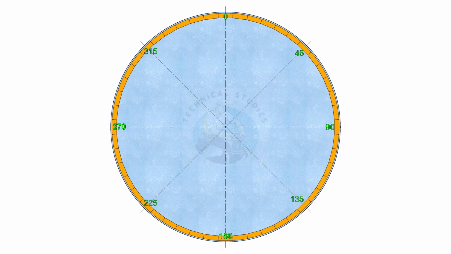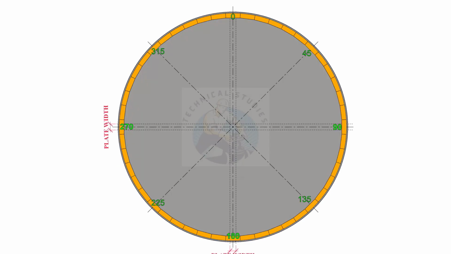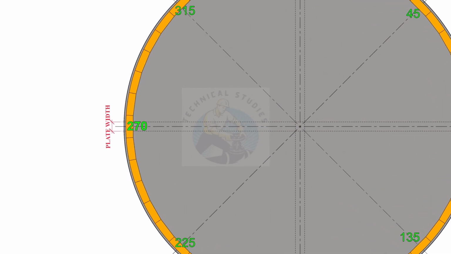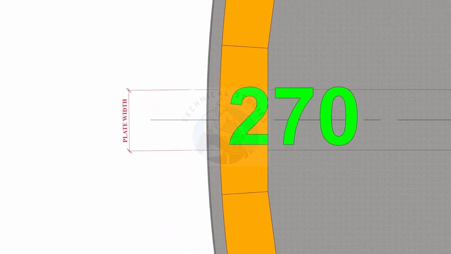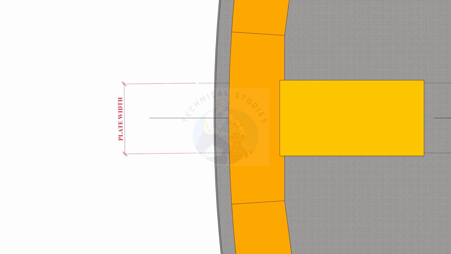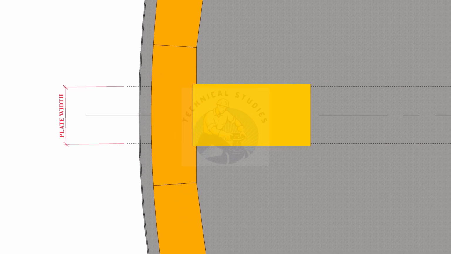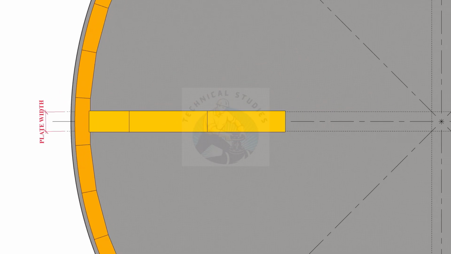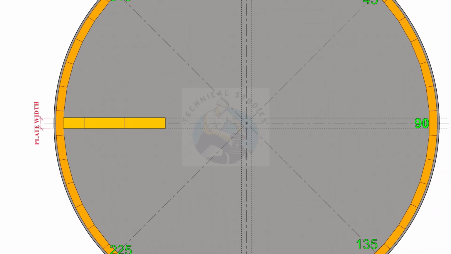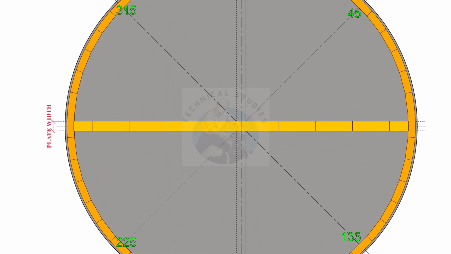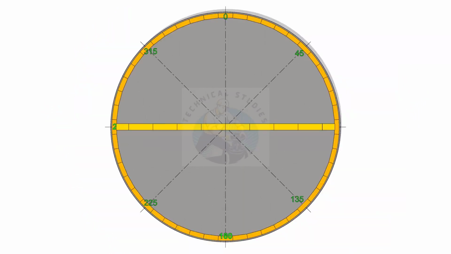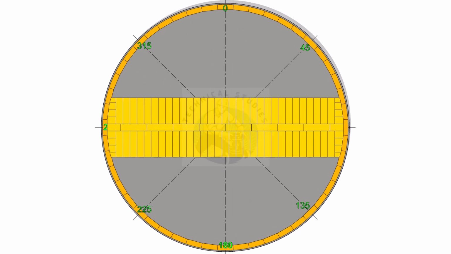After welding the annular plate joints, mark the location of the central bottom plates. Start laying the plates from the ends. Tack weld these plates together. Lay the next layers of plates.